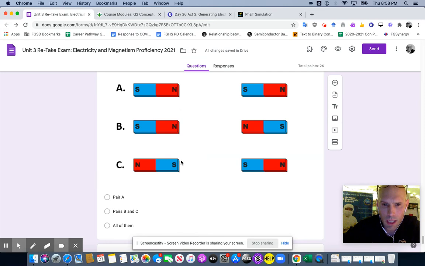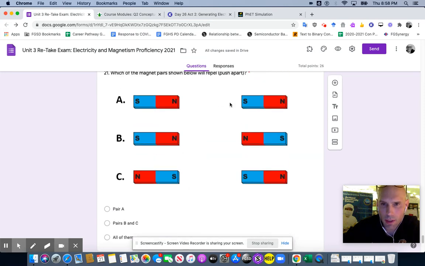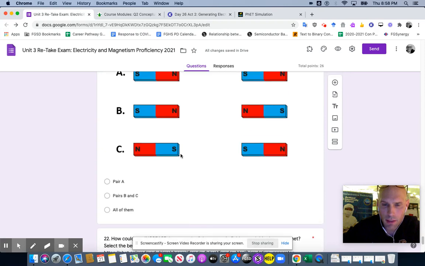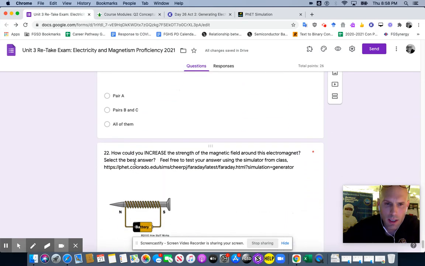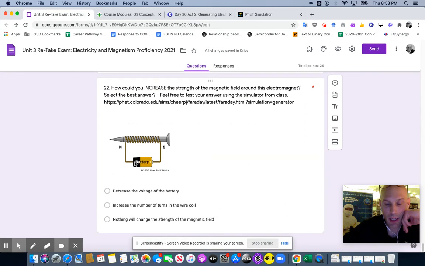So yeah, which ones? A north and a south facing each other, a north and a north facing each other, a south and a south. And we have a few options down here. So pair A, pairs B and C, or all of them. Which ones would repel? Number 22 is the last question, I believe.